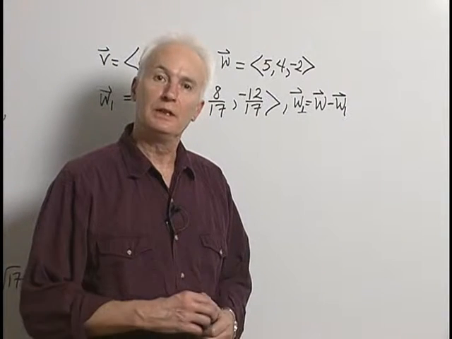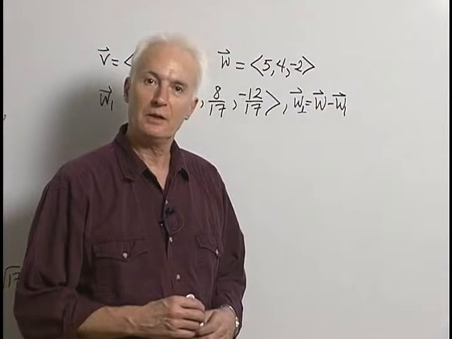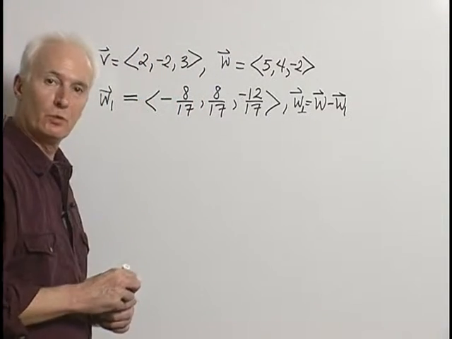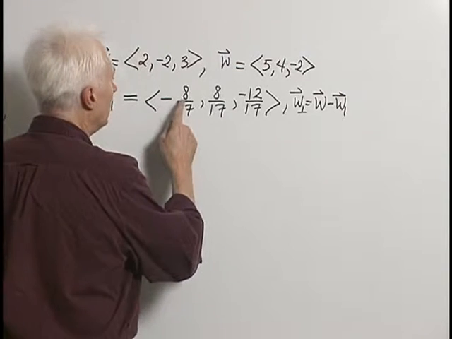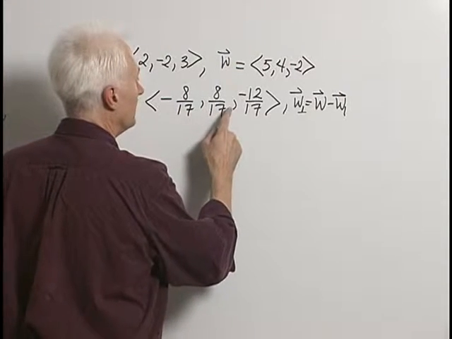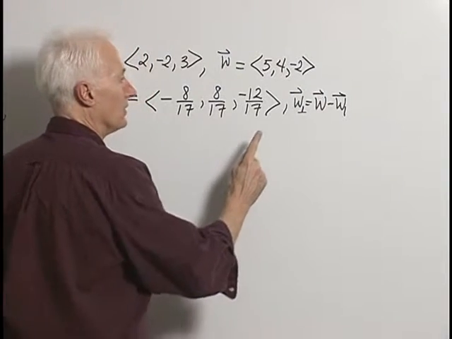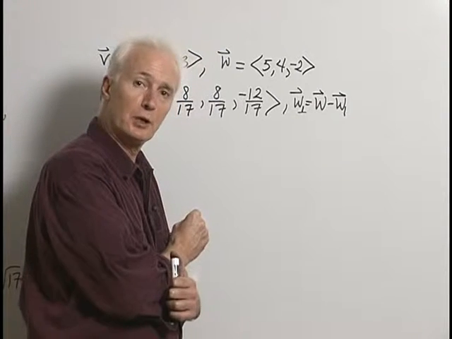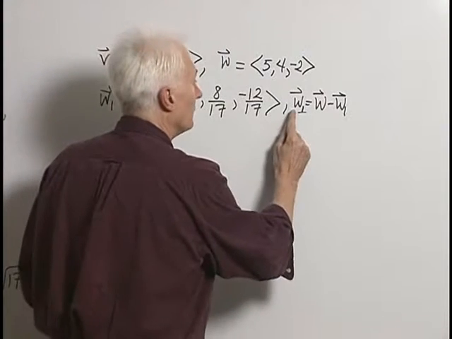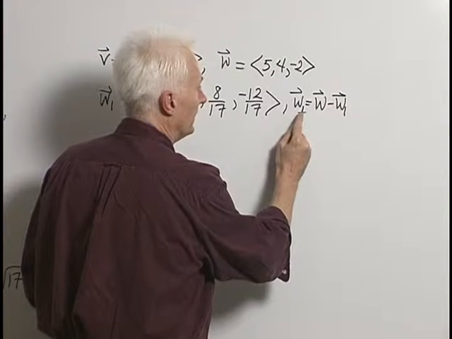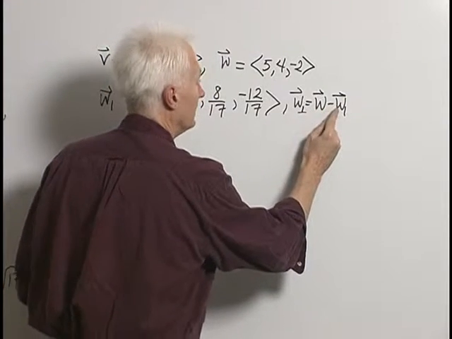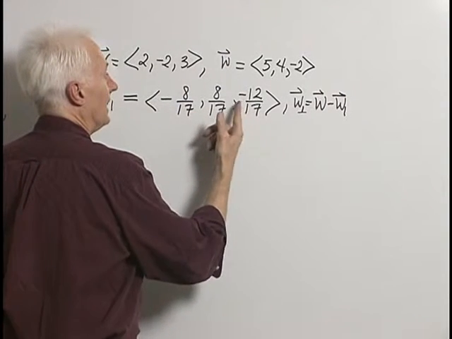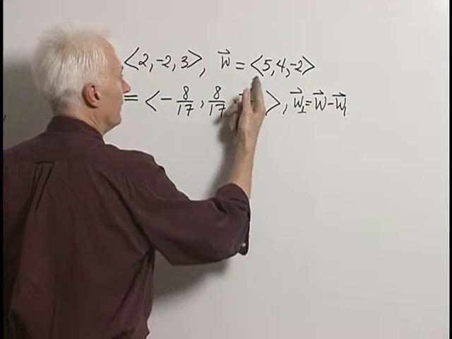Okay, now we've computed the component of w that's parallel to the line through v, which I've denoted by w with the subscript 1 for short here, and it's negative 8/17, comma, 8/17, comma, negative 12/17. And so our final computation is the computation of the component of w perpendicular to v, which I've denoted by w sub perp. That's w minus the parallel component, w1. And so at this point all I have to do is subtract this from this.